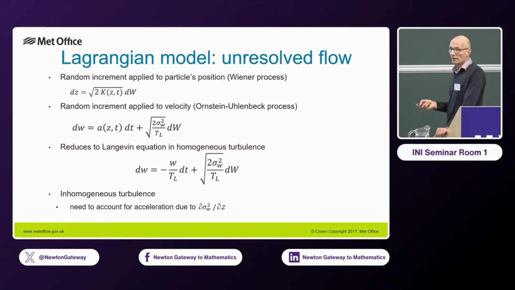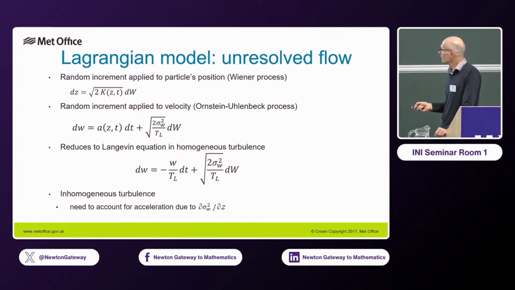And then we also have a higher level of stochastic differential equation where we apply the random increment to the particle's velocity. And here the size of the random increment depends on the velocity variance and the decorrelation timescale. So this reduces to the Langevin equation in homogeneous turbulence, which you may have come across. And here you can see there's a term proportional to velocity over the decorrelation timescale. This ensures that the particle never travels too far from the mean. So these sorts of processes are often called mean reverting processes.